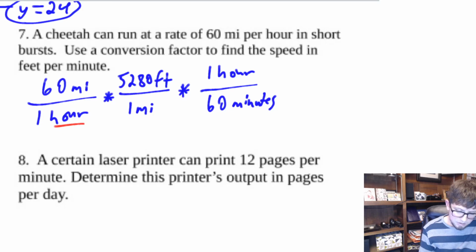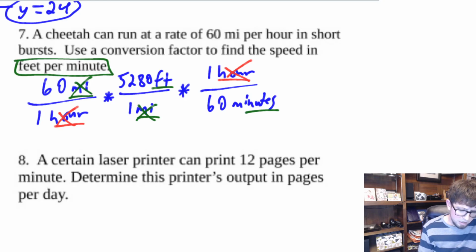So notice what happens. Hour on top and hour on bottom goes away. And over here I have mile on top and mile on bottom goes away. And my final unit will end up being feet per minute, which is what I want. So I can just multiply straight across, 60 times 5,280, and then I divide by 60. Since I'm taking 60 divided by 60, I'm just going to write the answer, 5,280 feet per minute.